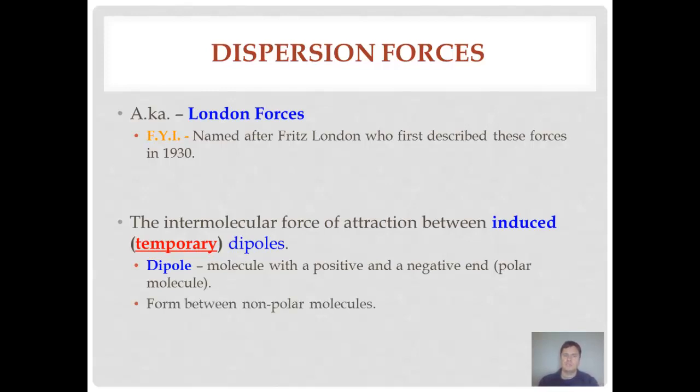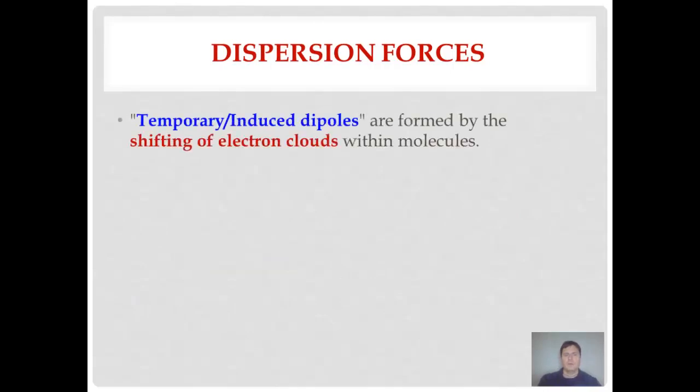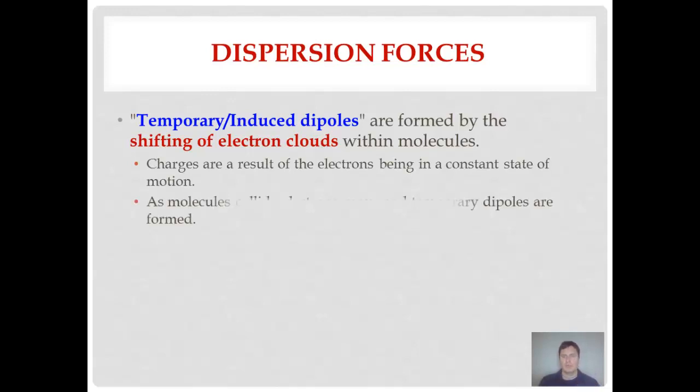So these London forces, dispersion forces, are going to form between nonpolar molecules, that is, molecules that generally don't have this positive and negative side, where they're generally sharing electrons equally, but we can induce these temporary dipoles. These dispersion forces, like we said, are formed by these temporary or induced dipoles. They're formed by the shifting of the electron clouds within the molecules. Remember, molecules are in constant motion, and as they're in motion, they have a tendency to collide with one another. And when they collide, this causes the electrons to shift.